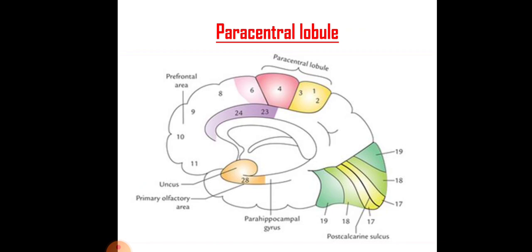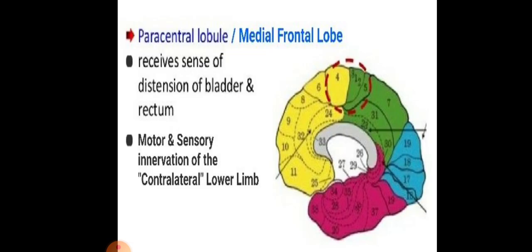So here we can see the paracentral lobule. It is an important area. It is the area which controls the micturition and defecation of the human body, and the Brodmann's number for this area is area number 4 and 3, 1, 2. So paracentral lobule, it lies on the medial frontal lobe. It receives the sense of distension of bladder and the rectum, and it innervates the contralateral lower limb.